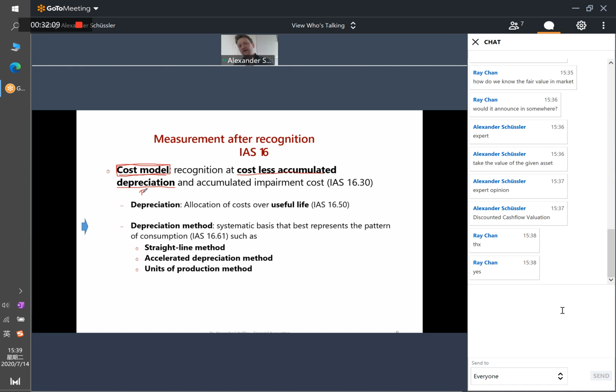And less accumulated impairment costs. When we have an impairment, we also have to reduce the book value by the amount of that impairment. We will come later to what an impairment is. Very generally, when the asset loses in value, then you have to write it down. That's very basically an impairment, but we will come to it later in more detail.